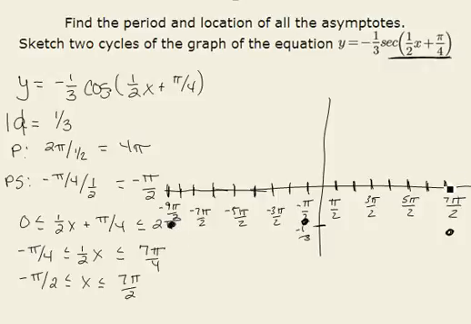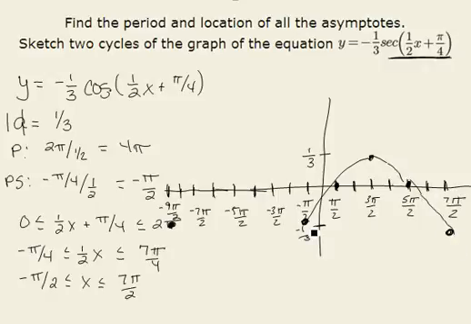We will also recognize that halfway between the interval of negative pi over 2 and 7 pi over 2, or at 3 pi over 2, it will take on its maximum value of 1/3. Halfway between negative pi over 2 and 3 pi over 2, it will hit an x-intercept, and halfway between 3 pi over 2 and 7 pi over 2, or 5 pi over 2, it will hit its other x-intercept, sketching one full cycle of the cosine function.